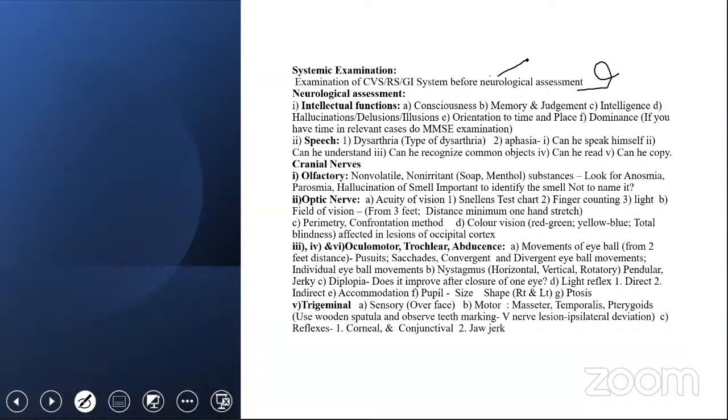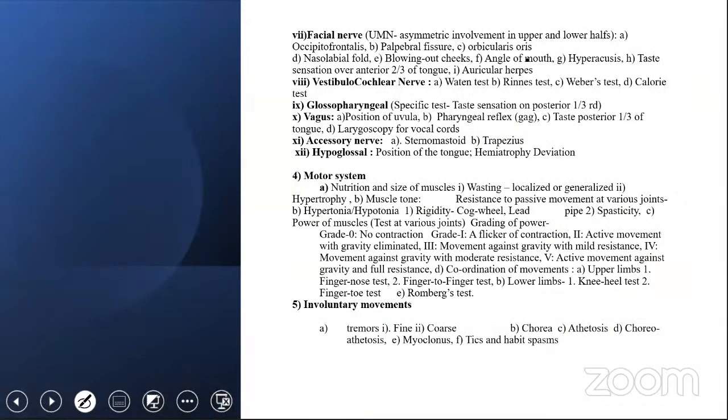The trigeminal nerve: sensory over the face, and motor testing of masseter, temporalis, and pterygoids, and you look for the deviation of the jaw, which is to the same side as the lesion. When there is a fifth nerve dysfunction, use a wooden spatula or cotton wisp to test the corneal reflex, and then the facial nerve, for involvement of the upper and lower half.